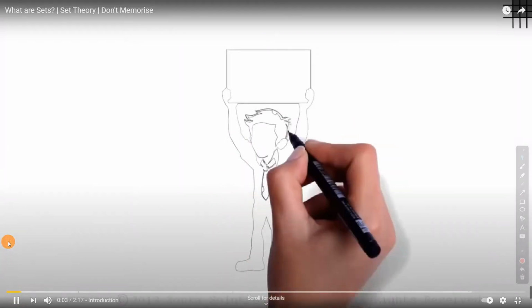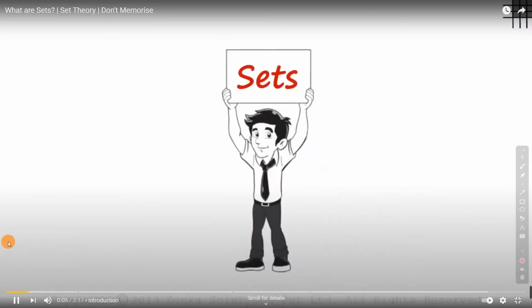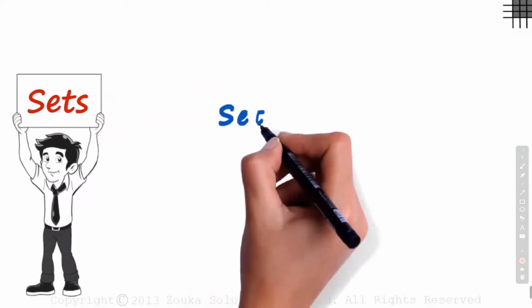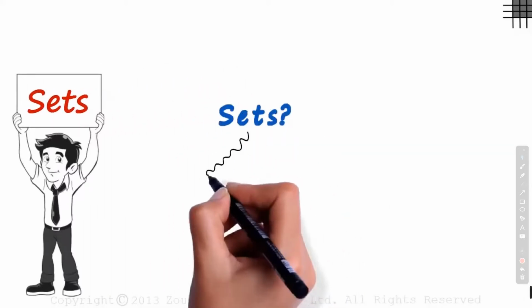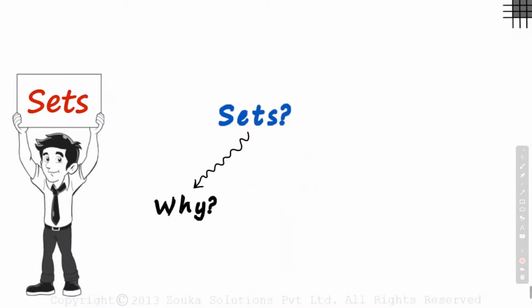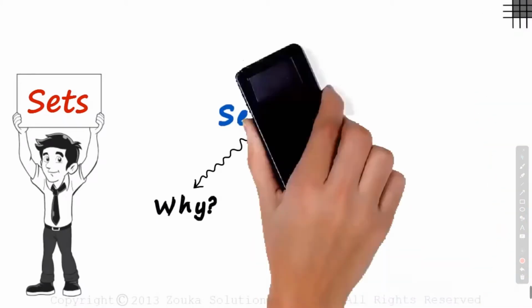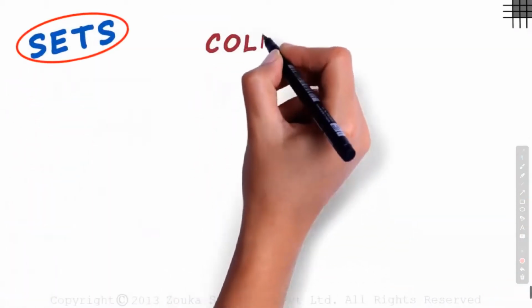The topic of sets is by far the simplest topic to grasp in mathematics, since we have to tackle just 3 simple questions. First, what are sets? Second, why do we need them? And last, how do we represent them? Let's tackle the first question in this video. What are sets? A set is basically a collection of things.